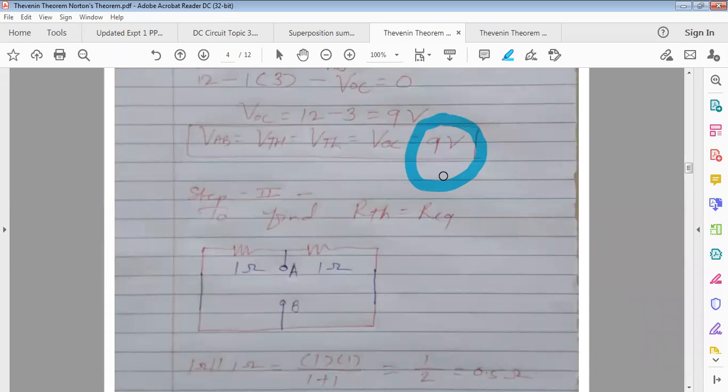Okay. Or options are given to you: find VTH and RTH for the given electric circuit. In the first option, values of VTH and RTH are given. Second one also VTH, RTH given. Third also, fourth also, and tick the correct option. Got the thing? Means you can't skip the Thevenin's theorem topic. You have to do that.